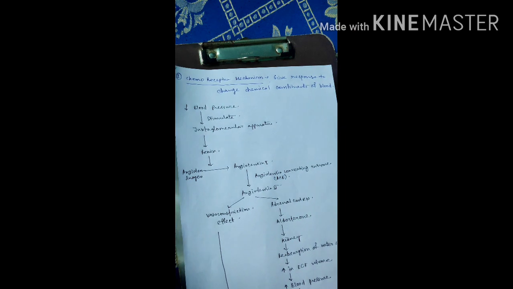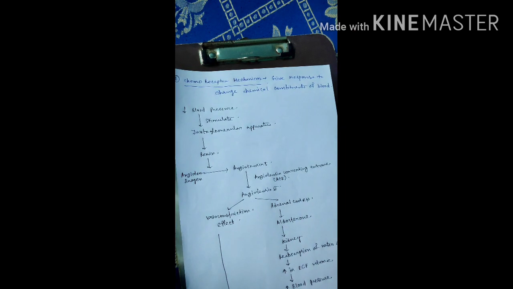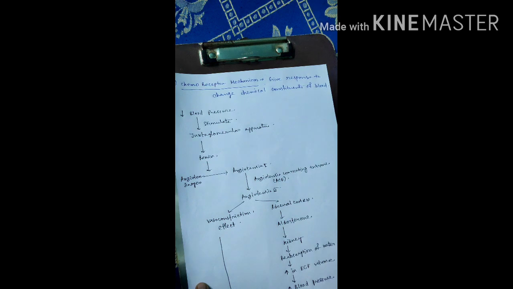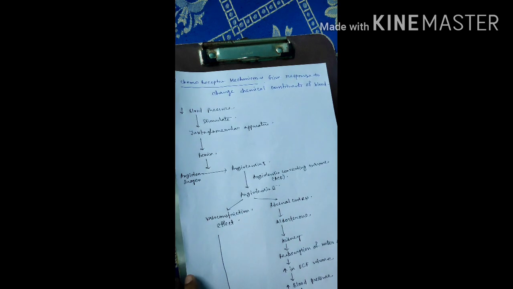And the second one is the chemoreceptor mechanism. The chemoreceptors are present in the carotid body and the aortic body, and they maintain the chemical constituents of the blood.